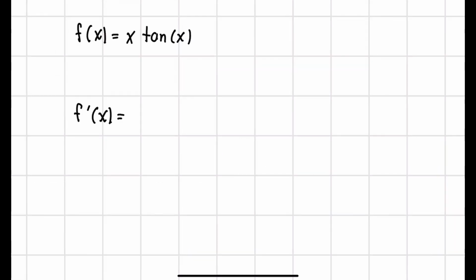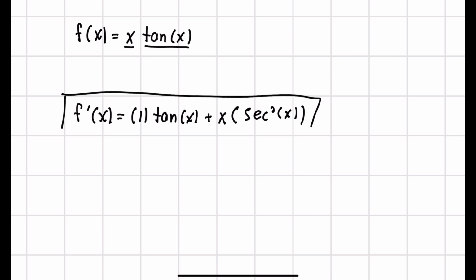In our next example, we have x times tan x. So here we would have to apply the product rule. So first we have the derivative of x, which is equal to 1, times tan x plus x times the derivative of tan x, which is simply secant x squared. And here is our final answer.